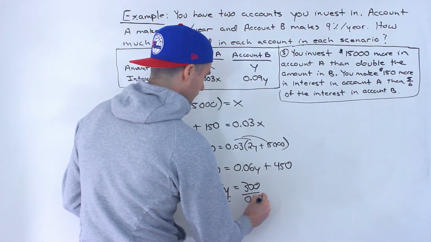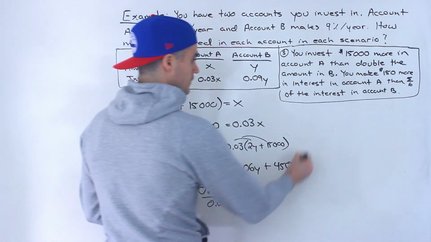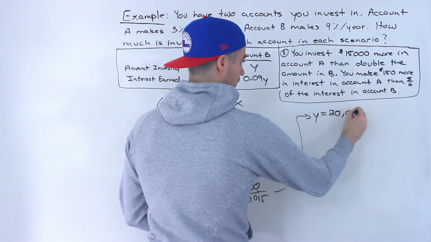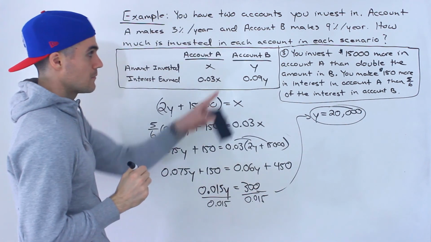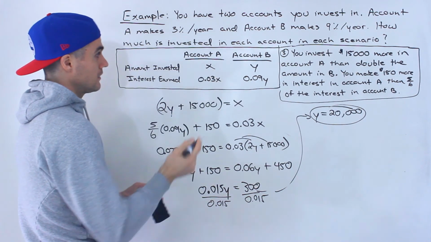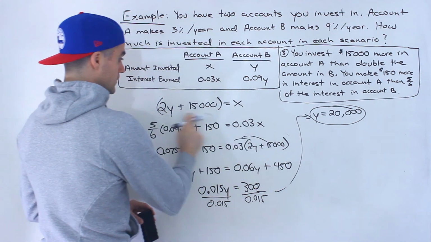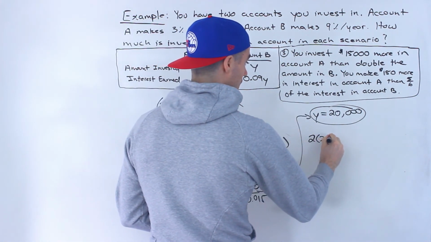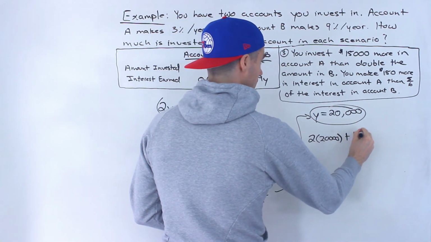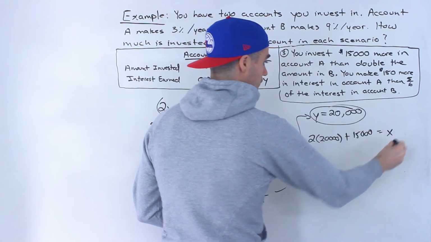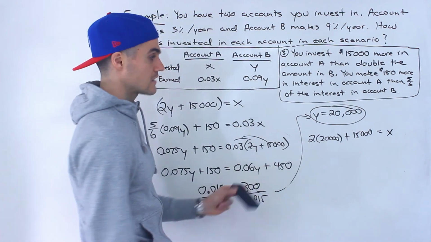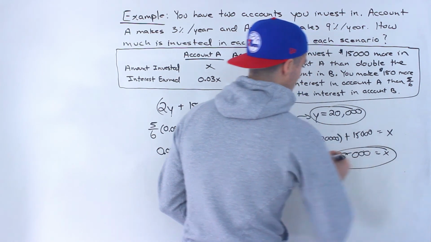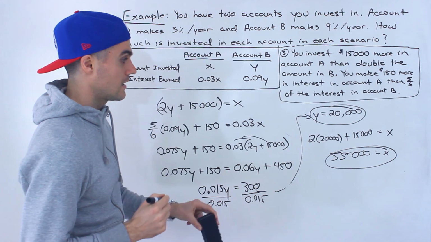To get the y by itself, y would be 20,000. So that would be the amount invested in account B. And then if we want the amount invested in account A, I feel like this one is the easiest to work with. We could just plug in this 20,000 here. So we'd have 2 times 20,000 plus 15,000, and that would give us x. So 2 times 20,000 is 40,000 plus 15,000 gives us 55,000. So that would be the amount invested in account A.